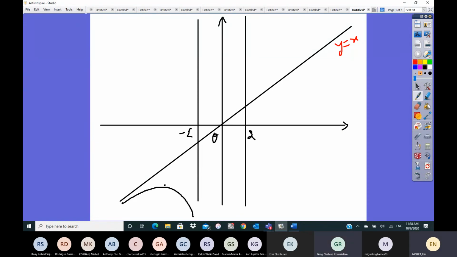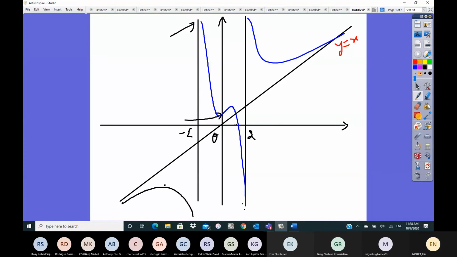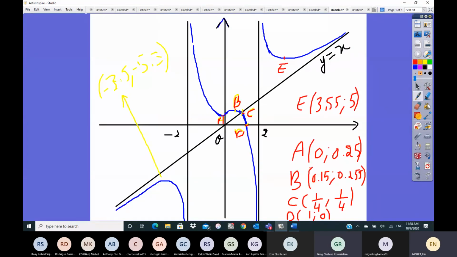The second portion decreases from this point over here to the point 0 over here, then increases to somewhere over here, then decreases passing through 1/4, and at the point 1, then this point. It's enough to join them like this. And the same for the last part. Okay, sir. Okay? Yes. Very good.